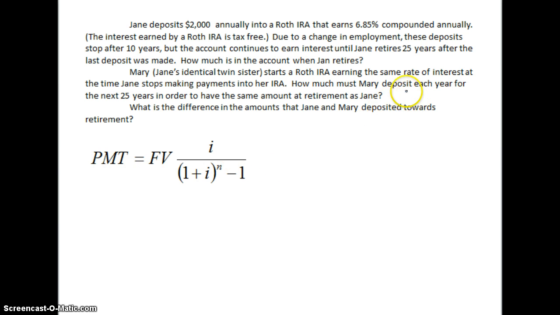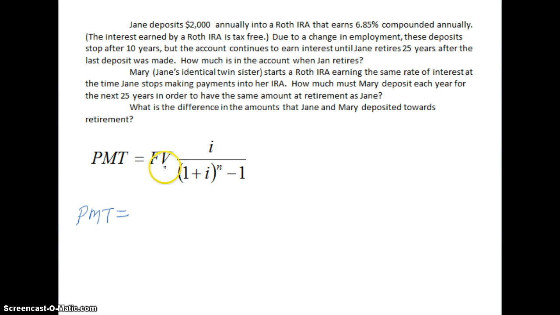So we're looking at the second paragraph here about Mary, Jane's identical twin sister. She is starting her Roth IRA 10 years later. So like that original graph, one of them starting at age 25, one starting at age 35. And for this, she's going to have the same interest rate as her sister did. And the question is, how much must Mary deposit each year for the next 25 years in order to have the same amount at retirement? So we want to figure out the payment, so that's my unknown.